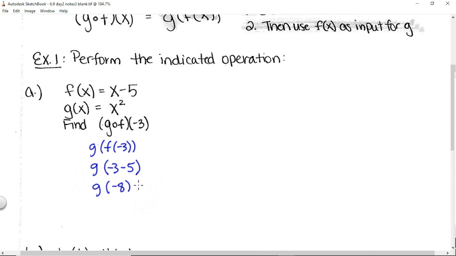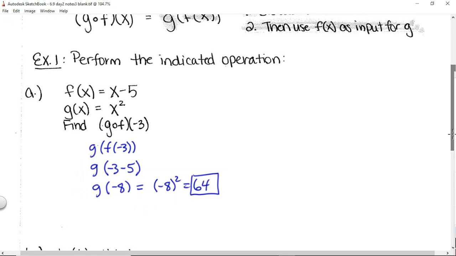Okay, so let's evaluate what that is. Well, g of x is x squared. So we're going to plug in negative 8 for that x. So it's negative 8 squared. That's 64. So we have evaluated g of f of negative 3.